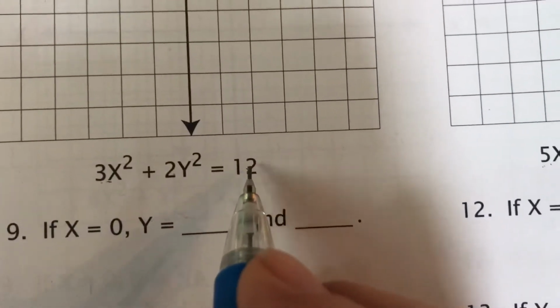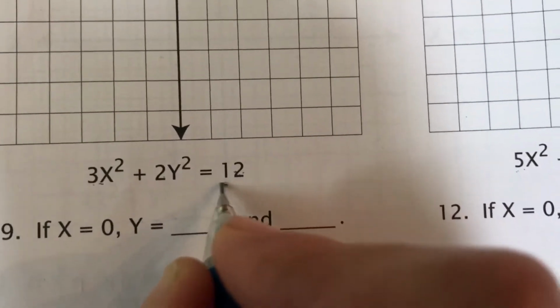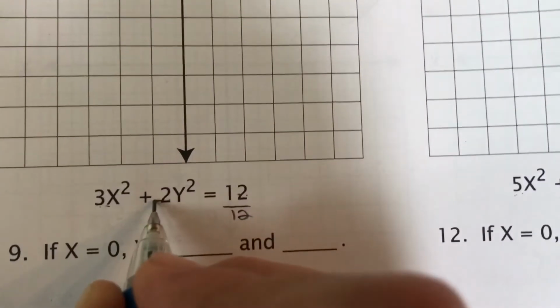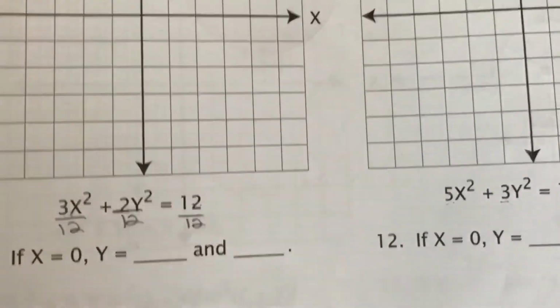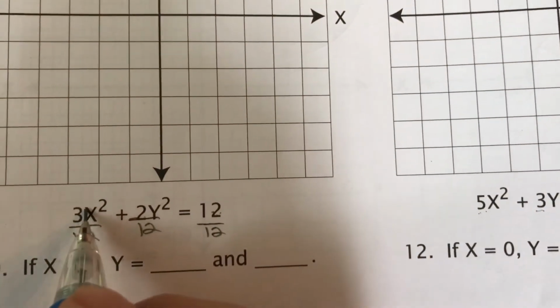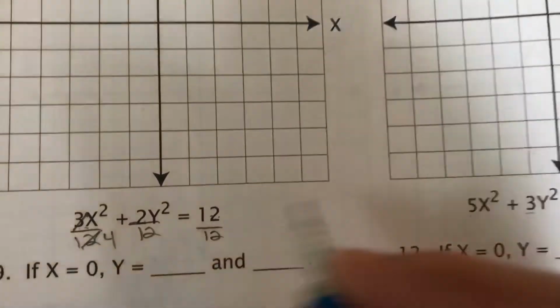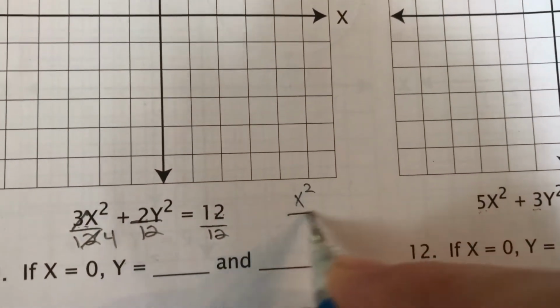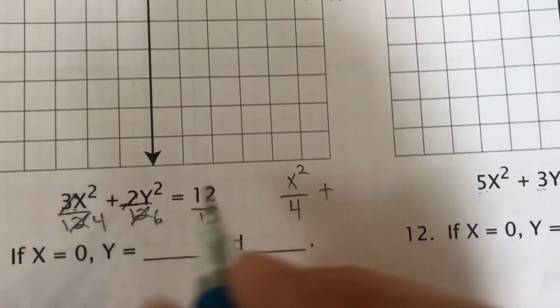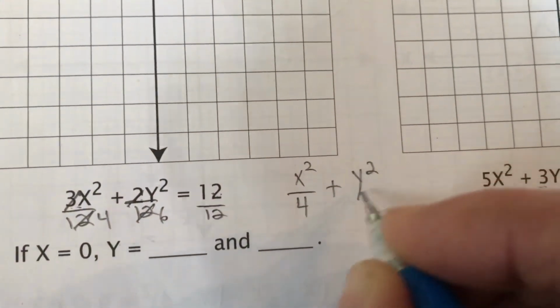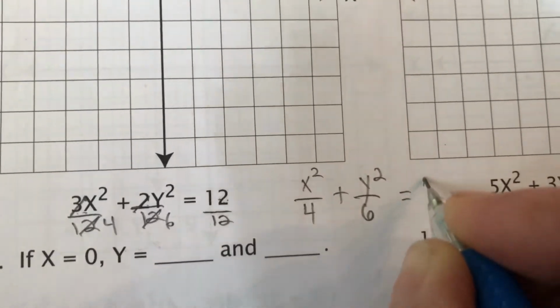When you have an ellipse, to be in standard form, it needs to equal 1. So this is a 12. So what I'm going to do is divide everything by 12. You want to be sure to write your equation in standard form. Now notice 3 goes into 12 4 times, so I'm going to have x squared over 4. 2 will go into 12 6 times, so y squared over 6 equals 1. So sad that that's not a perfect square, and I'll show you why in just a minute.